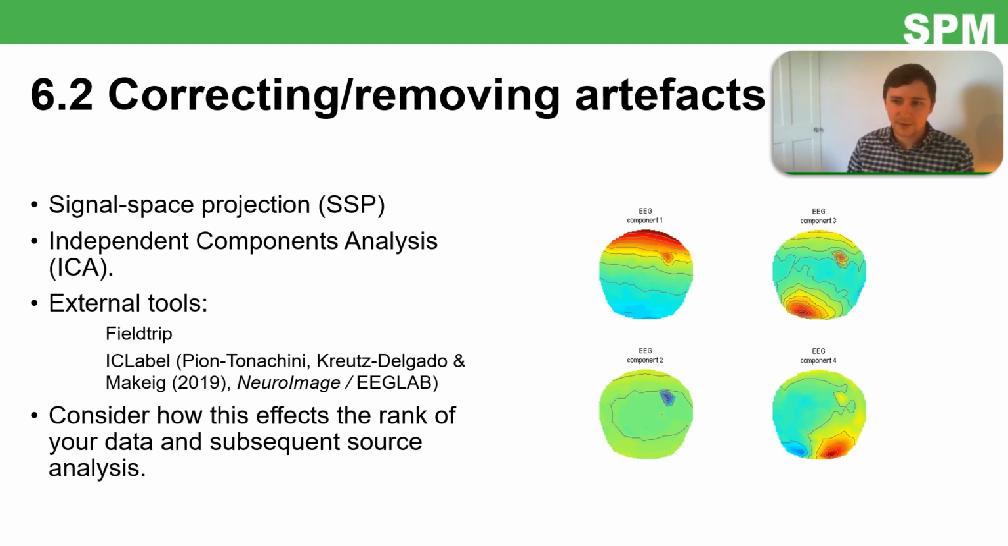And just consider how these methods affect the rank of your data, because you're essentially removing some piece of information across all channels, so you're reducing the dimensionality of your data, and you just need to be aware that if you remove loads and loads of components, you might need to change some later parameters when doing your source analysis. But generally speaking, these are powerful tools. ICA is probably the most common method, to be honest. Yeah, but not in SPM.